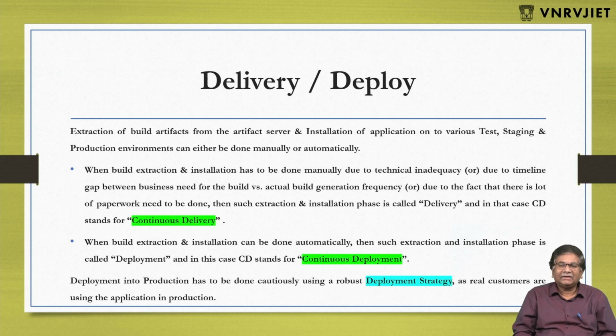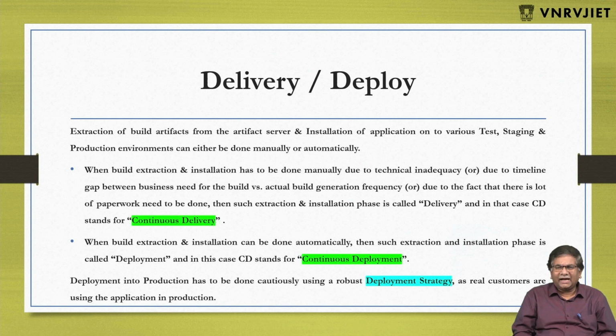Now, when build extraction and installation can be done automatically, then such an extraction and installation phase is called the deployment phase, and in that case, CD stands for continuous deployment, which we have already discussed multiple times. Deployment to production has to be done cautiously using a robust deployment strategy. Now, with testing, it's okay. If something bad happens, we can always reconfigure the testing machines. But honestly, with staging and production, we have to be very careful because they are more related to the customer. Mostly all the clients and customers are using it, so it has to be planned very well. So we have to follow a particular deployment strategy.